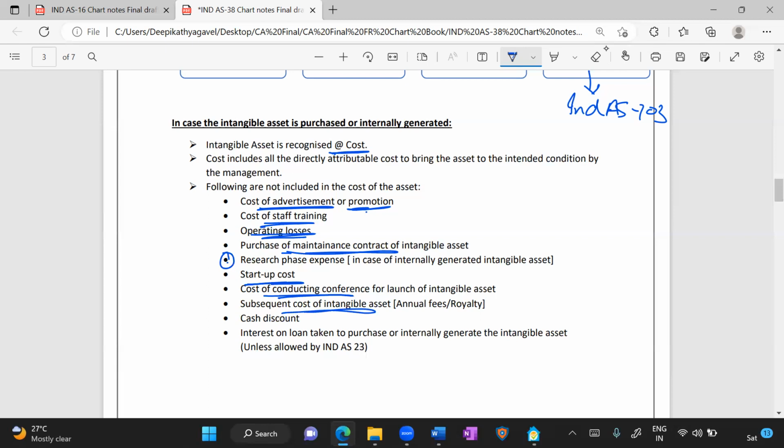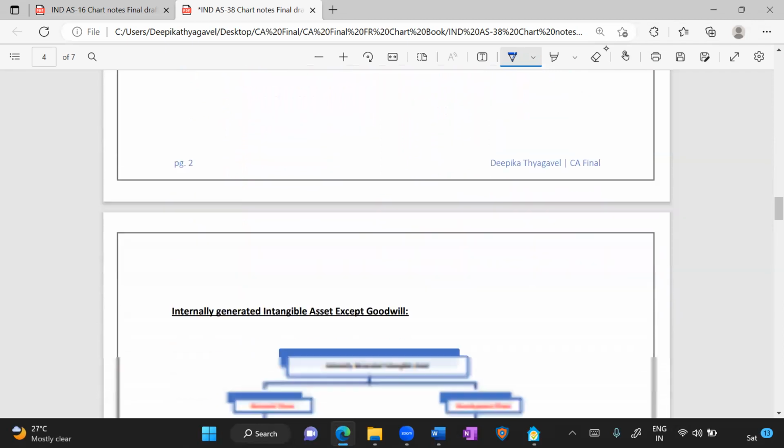Subsequent cost of the intangible asset, that is annual fees or royalty, will not be included. Any cash discount received, which is nothing but an early settlement discount, will also not be included. In case a loan was taken to purchase that intangible asset, then unless it is covered by Ind AS 23, that interest for the loan will not be included. Ind AS 23 deals specifically with borrowing costs, so you will see that standard, and if it is not covered under Ind AS 23, then the interest cost will not be added to the cost of the intangible asset, right?